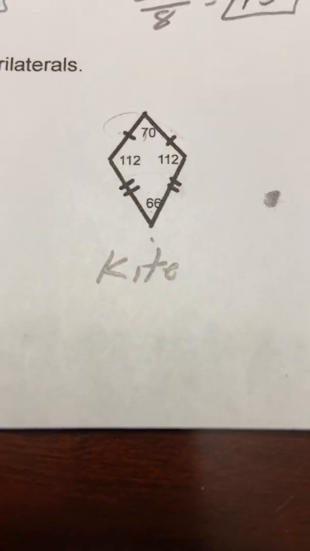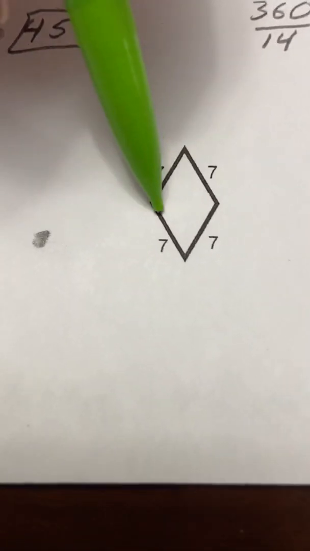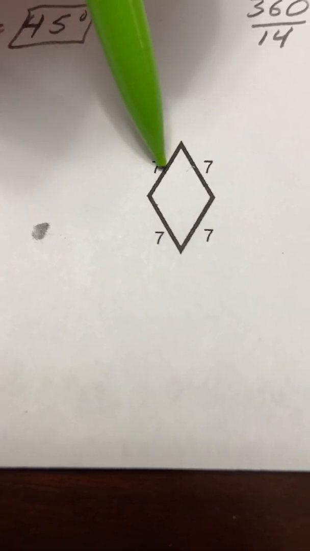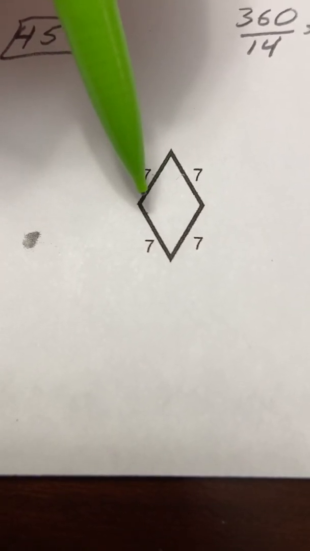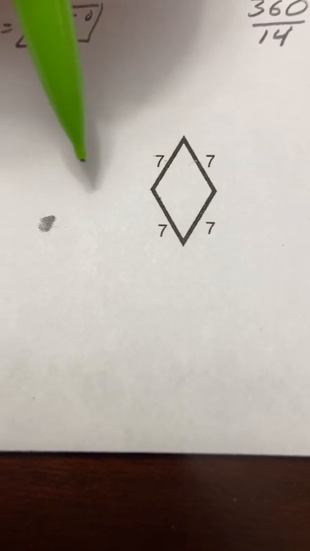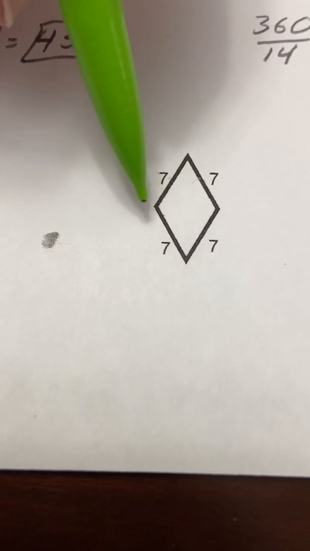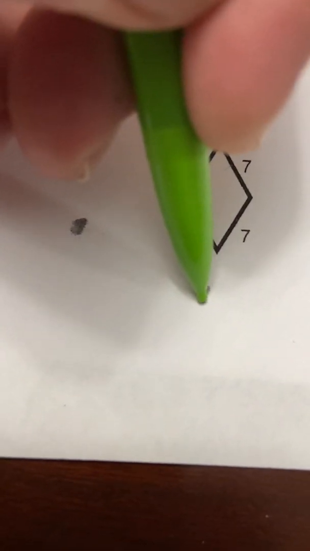Next one, this side's parallel to that side, this side's parallel to that side. So it would be a parallelogram. But then we see that all four sides are 7 units long. So a parallelogram where all four sides are the same length becomes a rhombus.